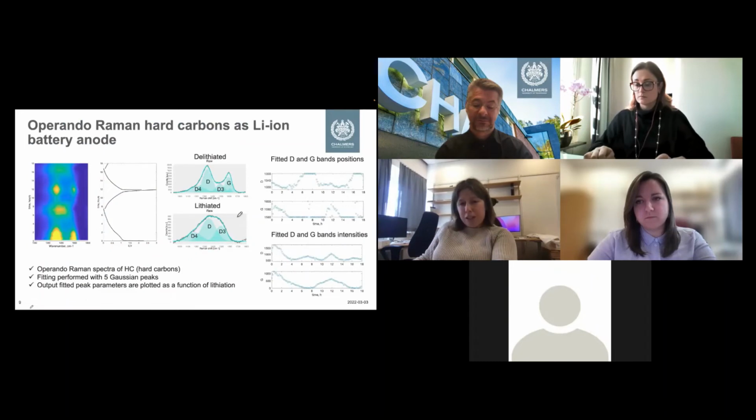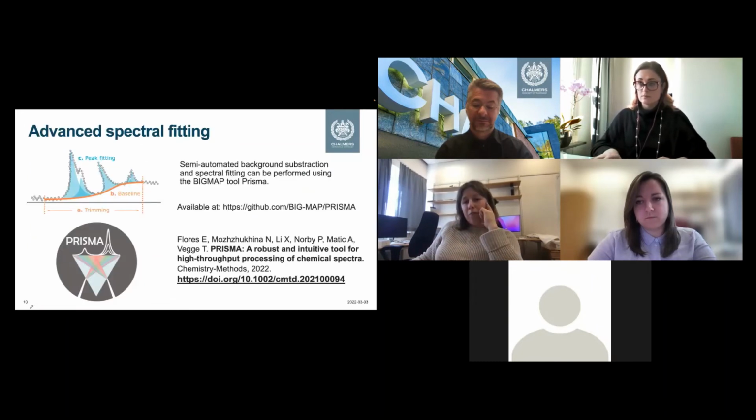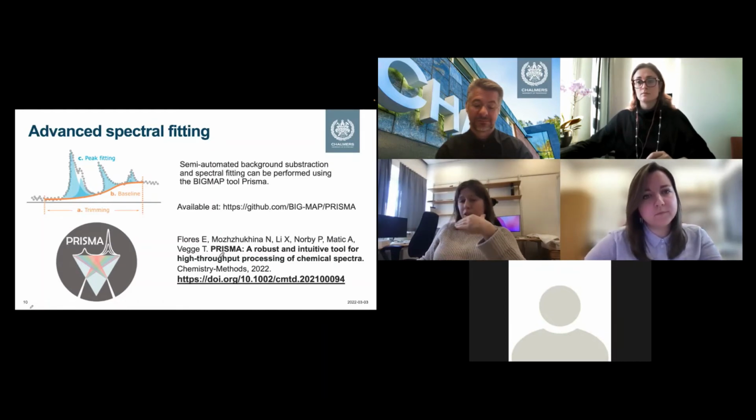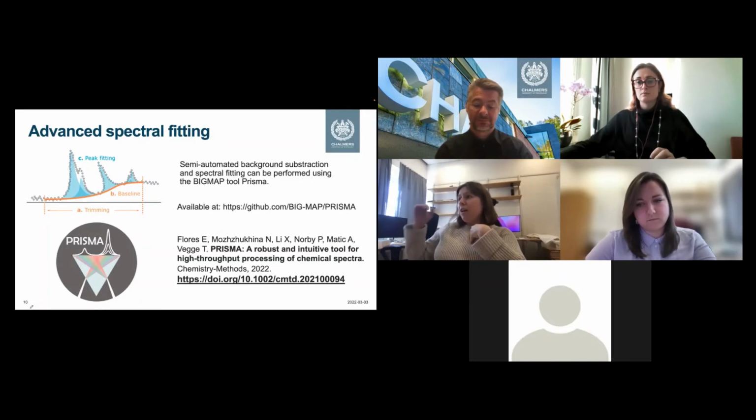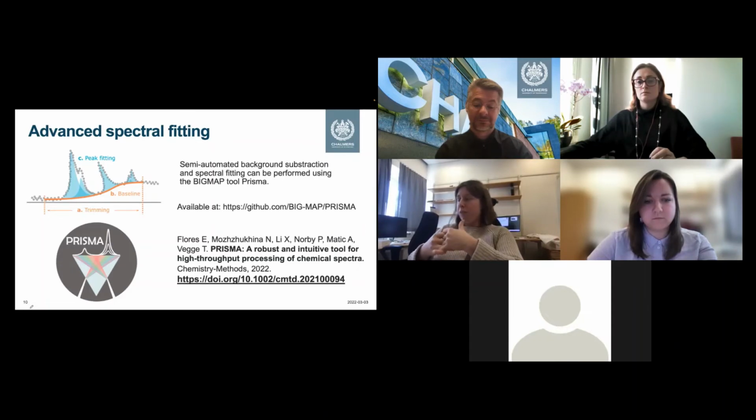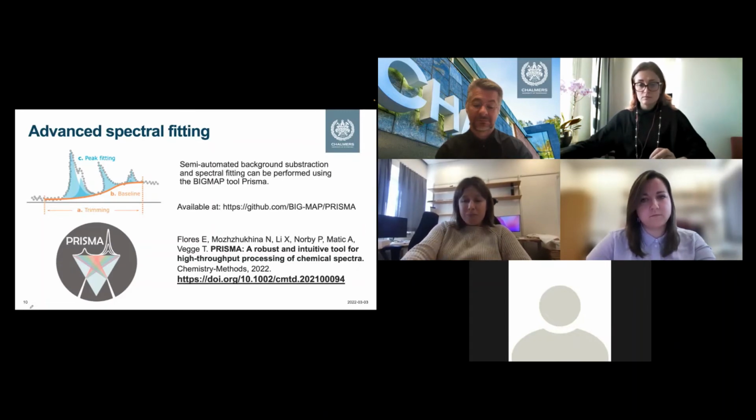It is available here at github.com/bigmap/Prisma. Bigmap because it is a part of a big European project, Bigmap. And we have published also a paper that describes how this software works, and it's published in Chemistry Methods. It is very useful for fitting. It performs Gaussian, Lorentzian, and pseudo-Voigt fitting in a semi-automated way on a big amount of spectra, and as a result gives parameters of the peak as a function of variable.